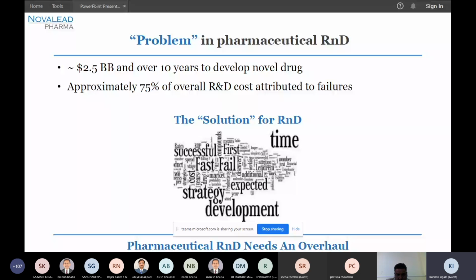And statistics have suggested that almost 75% of this cost of the R&D is attributed towards failures. So you can understand that if we are investing around $1, 75 cents are going into failure. So only 25% or 25 cents comes as a success of the pharmaceutical industry. So various people from the industry and the academia all over the globe have been suggesting various different solutions, including AI, technologies, and many other tools for the overall pharmaceutical industry.